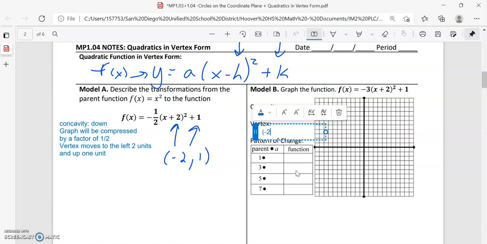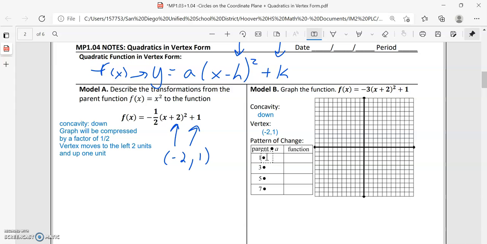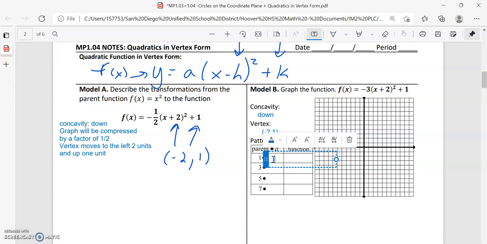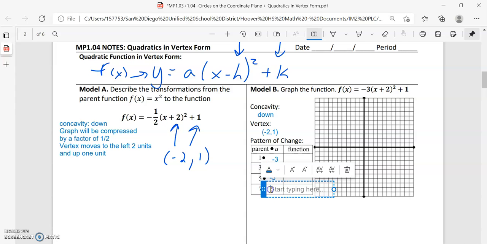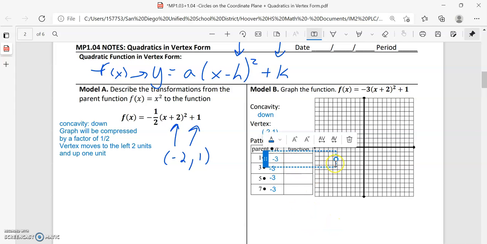And our a value is -3. So 1 times -3 equals -3. 3 times -3 is -9. 5 times -3 is -15. And 7 times -3 is -21.